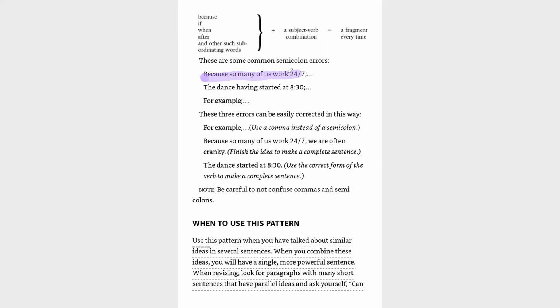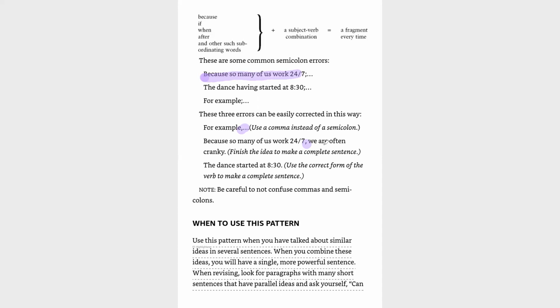These three errors can be easily corrected in this way. For example, use a comma instead of a semicolon, right? So for example, a little introductory bit: because so many of us work 24/7, we are often cranky. So again, how do you fix it? You use a comma, and then you add an independent clause: we are often cranky. The dance having started at 8:30, right?